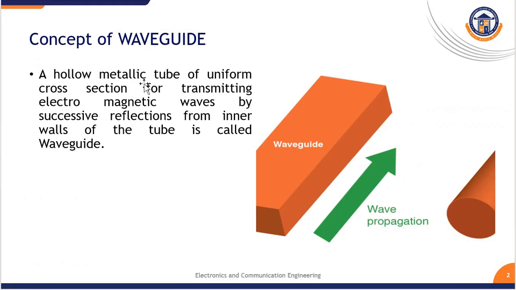Concept of waveguide: a hollow metallic tube of uniform cross-section for transmitting electromagnetic waves by successive reflections from the inner walls of the tube is called a waveguide. There are two types: rectangular waveguide and circular waveguide, and one more is parallel plate waveguides. Here we are going to discuss rectangular waveguide and circular waveguides.